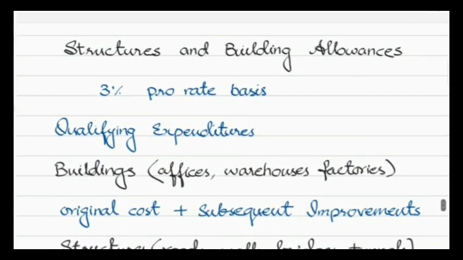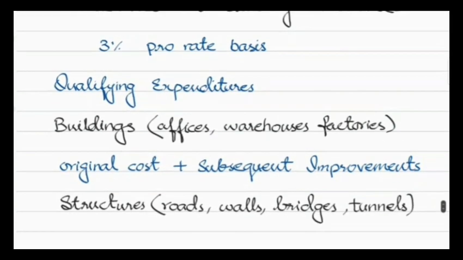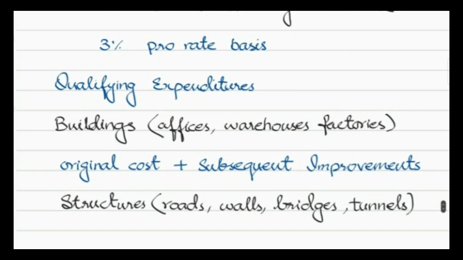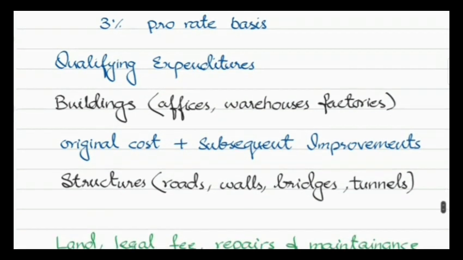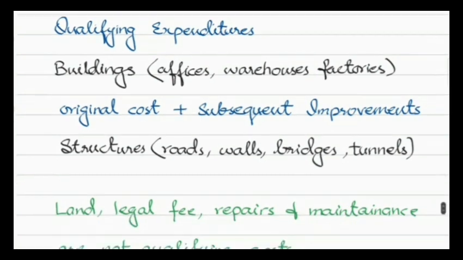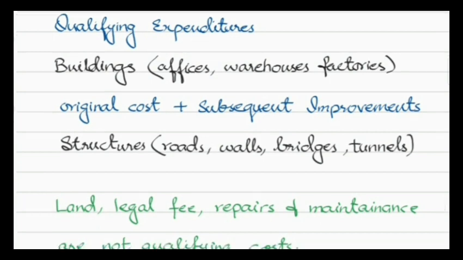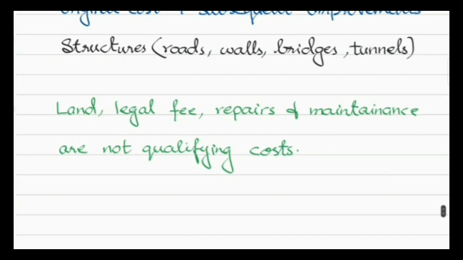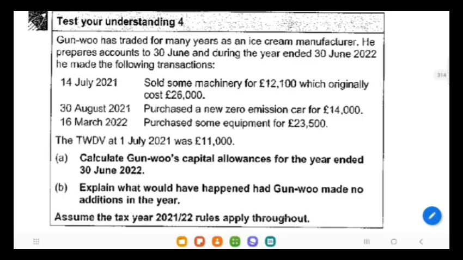Structure and building allowances: it is 3% on pro rata basis on qualifying expenditure like building, office, warehouse, factories, and it is allowed on the original cost plus subsequent improvements. Also, structures, roads, walls, bridges and tunnels are said to be qualifying expenditures. But land, legal fee, repairs and maintenance are not qualifying assets.